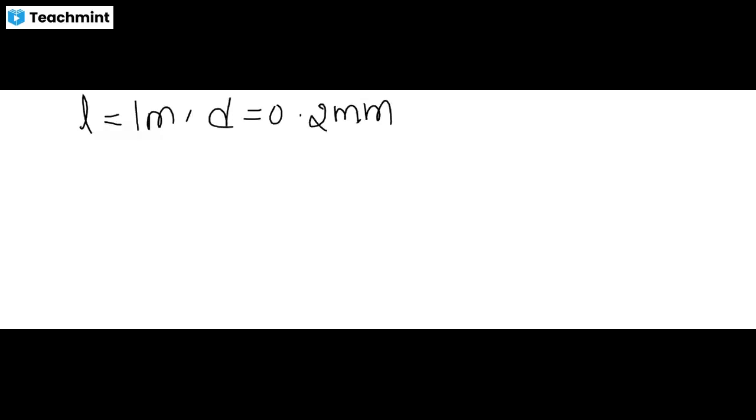In this case, length is given as 1 meter. Length of the conductor is 1 meter, and diameter of the conductor is 0.2 millimeter. Resistance of the conductor is 10 ohms. Calculate the resistivity.